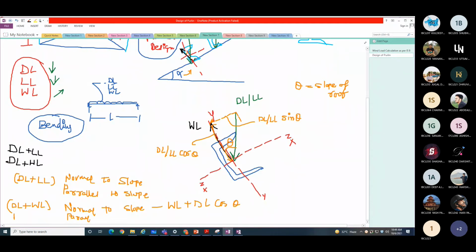What is that value? Is wind load parallel? No. Wind load is not parallel to the slope. So the only value will be dead load sin theta. Are you getting this? Yes, ma'am. So this way you will get two load combinations: one for dead load plus live load, second dead load plus wind load. You are required to do the design of purlin for both these forces.